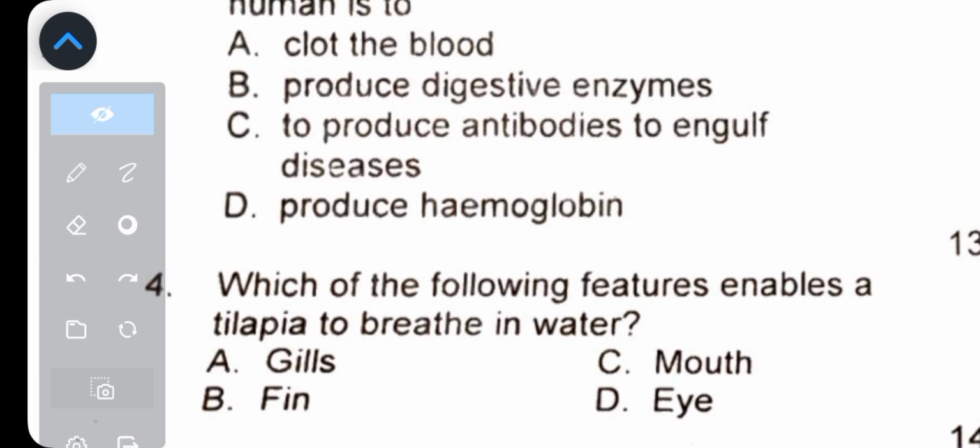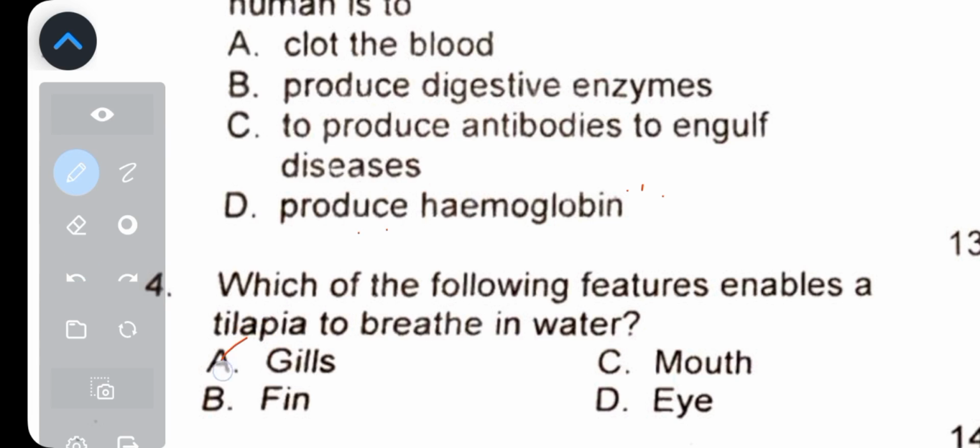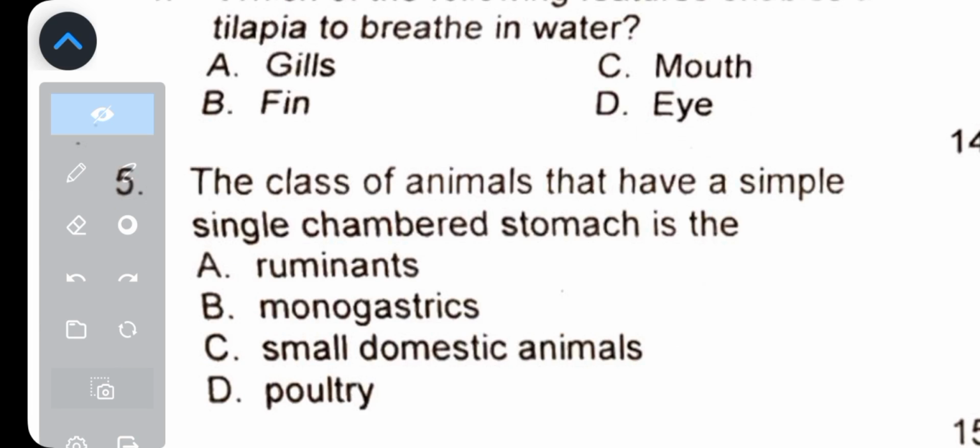Which of the following features enable a tilapia to breathe in water? And the answer to this is A, gills.